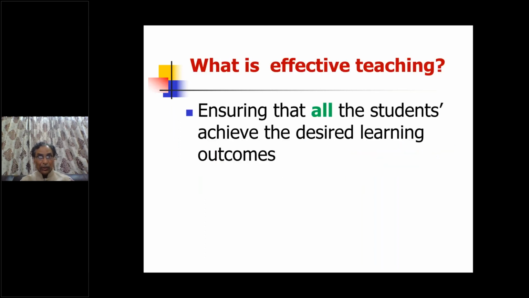So please ensure that all your students have certain learning outcomes to be achieved. Your effective teaching should lead to students achieving the desired learning outcomes that are set forth before them. So your job is to ensure that not 60%, 70%. Your job is to ensure that all the students acquire the desired learning skills.